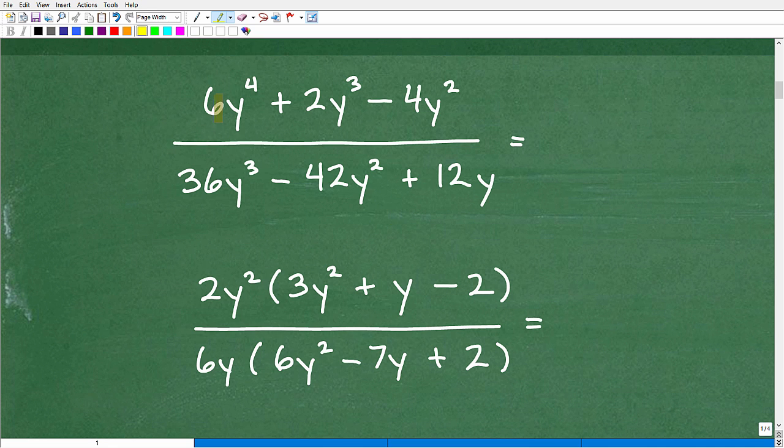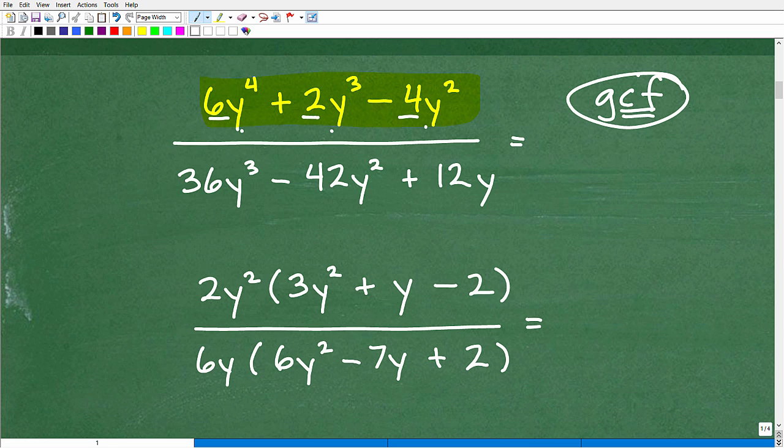I'm just explaining. So let's focus on the numerator here first. I have 6y to the fourth plus 2y cubed minus 4y squared. Look at these numbers here, 6, 2, and 4, and then I have y's. All these guys have y's. So these terms of this polynomial have a GCF, greatest common factor, that you can take out. When you're talking about factoring, as a general approach, always, always, always start with the greatest common factor.